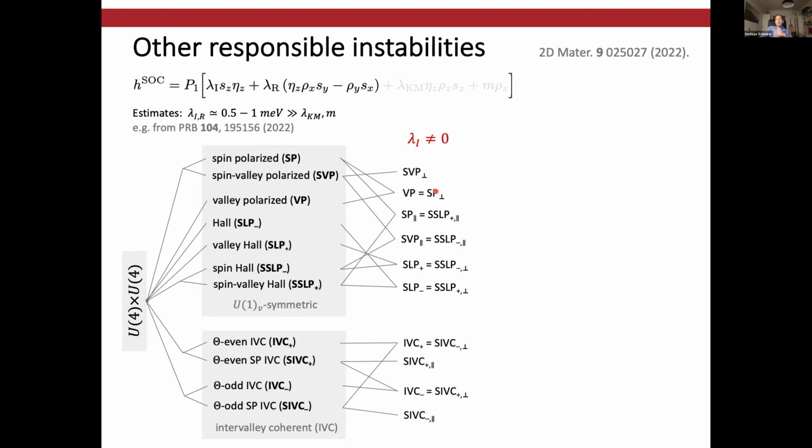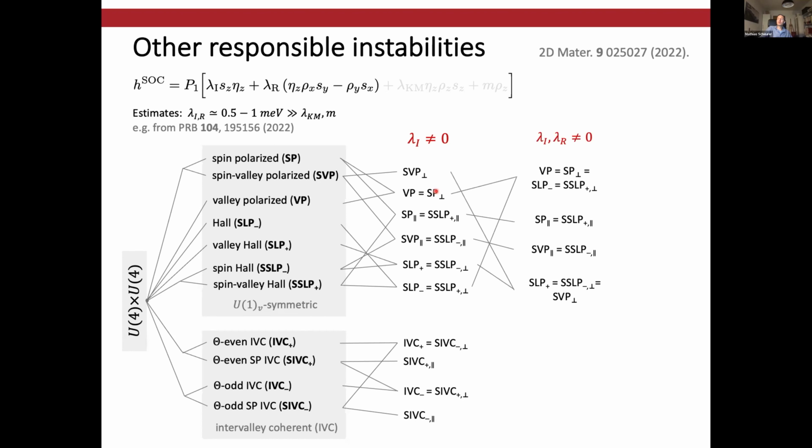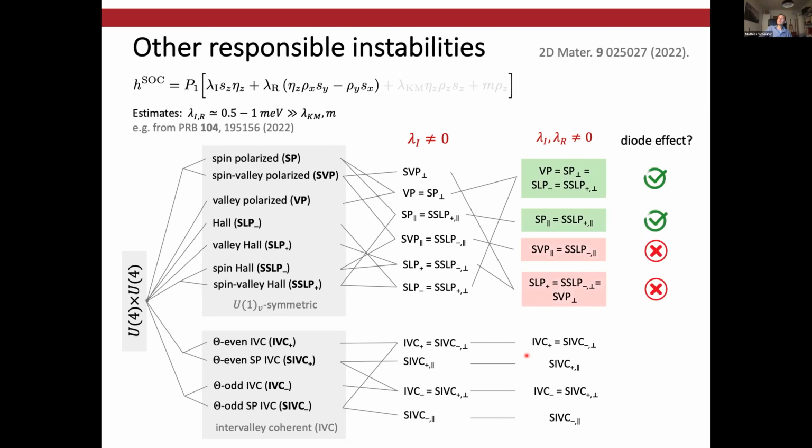Now, you can do the same exercise for the IVC states, and you can again repeat the exercise if you also turn on Rashba spin-orbit coupling. You here get four different sets of candidate orders, and here actually nothing changes. Now, the important question is which of these states can give rise to a diode effect, and it turns out that these first two sets can, whereas these latter two cannot, and also none of these IVC states can. So we're left with these two different classes of states, 4 here and 2 here. Let's zoom in and discuss them in a little more detail in the following table.